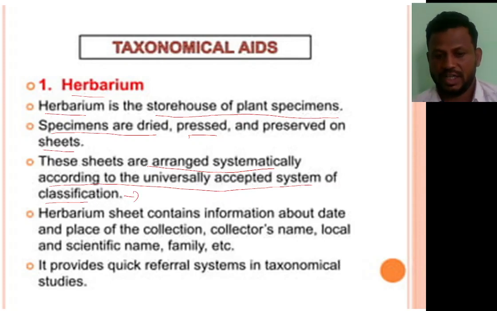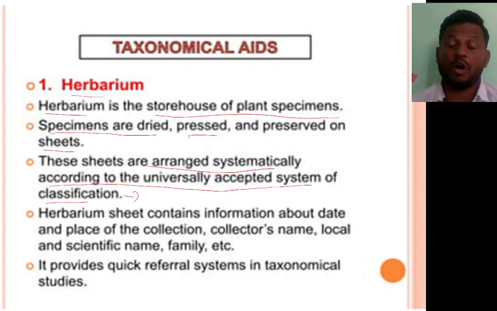We arrange them according to the species, according to the genus, according to the class, according to the order, according to the family, according to the phylum, according to the kingdom. According to the classification, according to the system of nomenclature, we are classifying them. Are you getting my point?